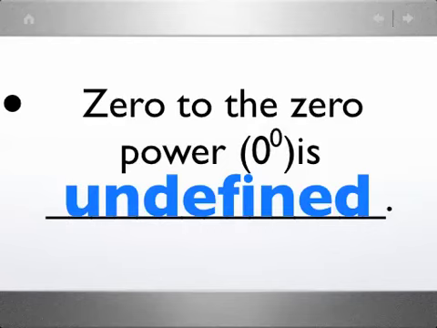But then we also just said that anything to the 0 power is 1. So there's two different properties that are working against each other here when we have 0 to the 0 power. And for that reason, it can't be 1 and it can't be 0. And for that reason, it's just going to be undefined. It's not going to be able to have a solution.